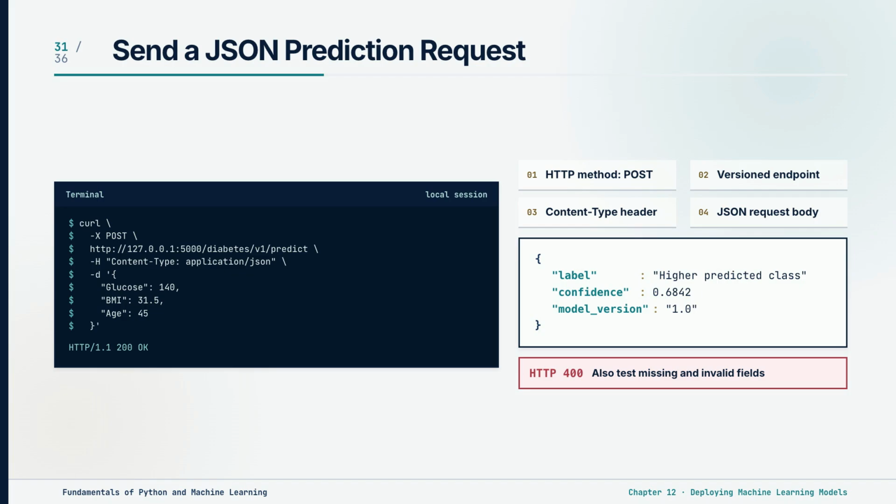The API validates the request, constructs the data frame, invokes the model pipeline, and returns JSON. Testing with curl confirms that the service works before we introduce a separate client application. Also test missing fields and invalid text values to confirm that the error responses behave correctly.